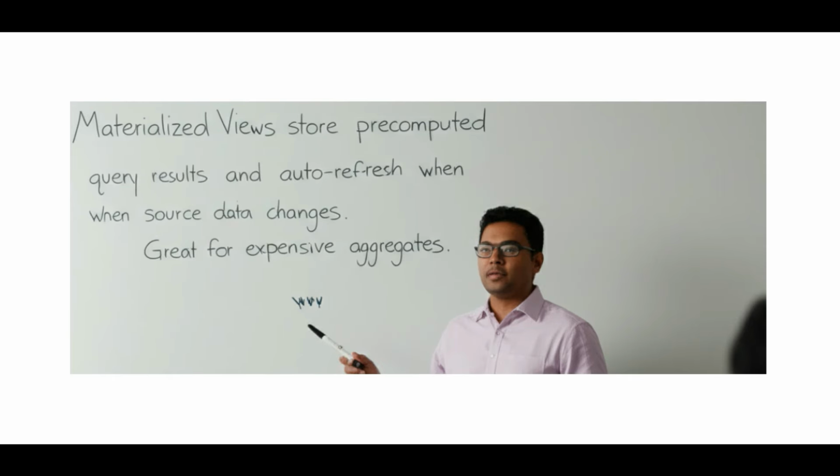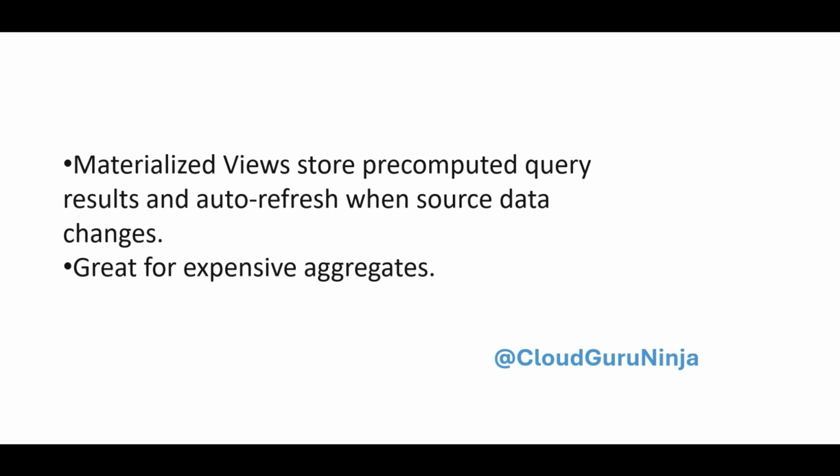It is pre-computed, pre-calculated, and when the source data changes, then you have to recalculate it. But if the similar source data is there, you don't have to worry. So this is great for expensive aggregates. You aggregate it once, you store it in materialized views, and you keep using this. Okay, so this will be helping you. Materialized views store pre-computed query results.